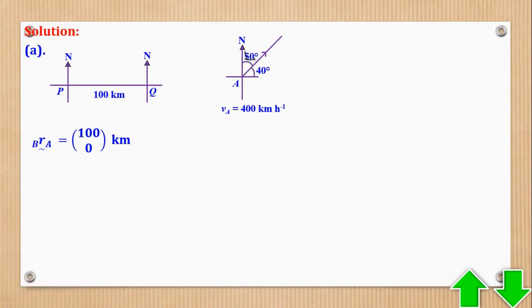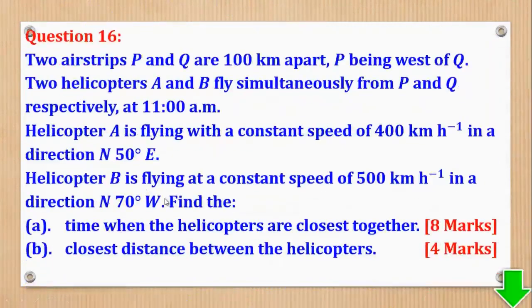So this is north 50 degrees east, but we need an angle to the horizontal, which is 40. Therefore I can resolve, and it will be 400 cos 40, 400 sin 40. The next will be the velocity of B, which is 500 in the direction north 70 degrees west.